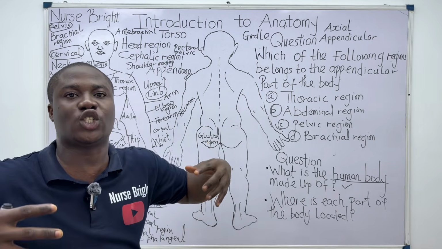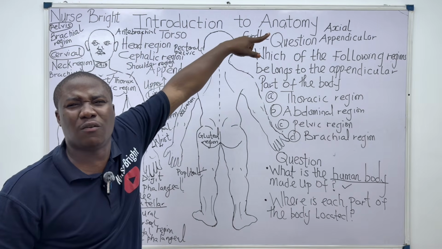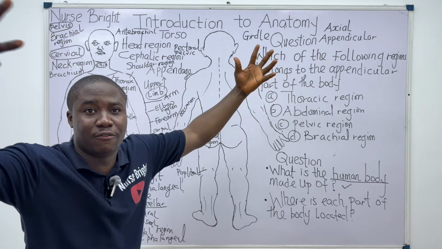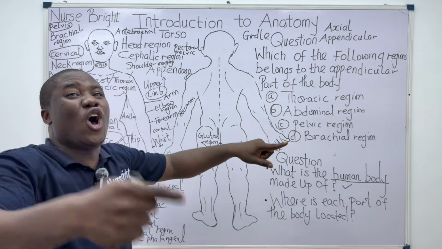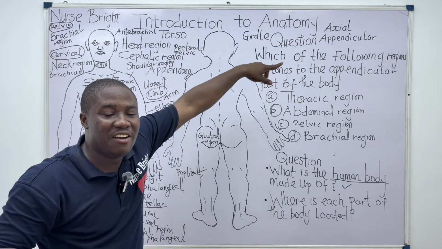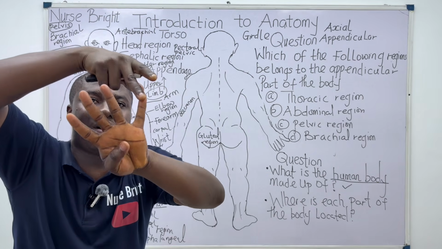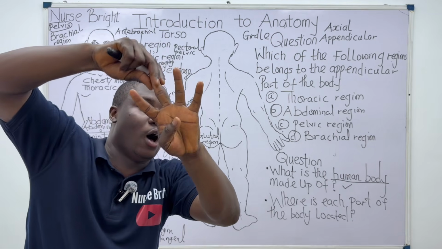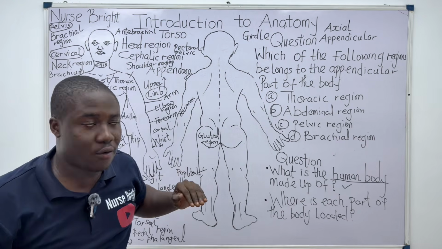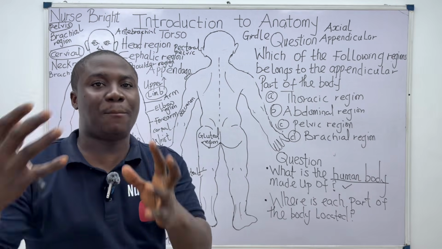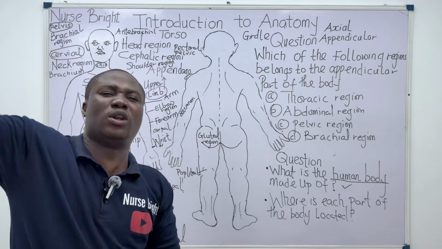No, the thoracic region forms the trunk, and the trunk is under the axial part of the body. What about the abdominal? It forms the trunk, under the axial. We'll talk about this. What about the pelvic region? It also forms the axial. Remember, the trunk is made up of the chest, the thorax, the abdomen, the pelvis, and the back, including the head and neck. The appendicular includes the upper limb, the lower limb, the pelvic girdle, and also the pectoral girdle.